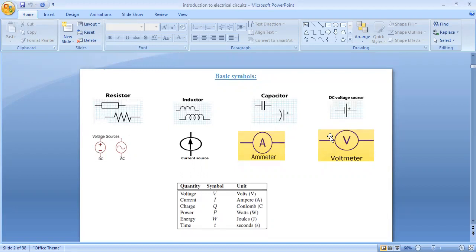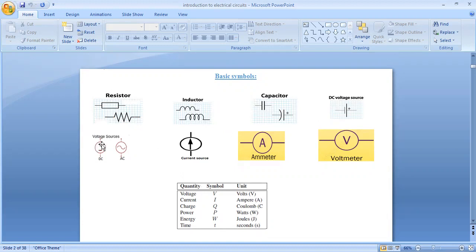Before starting the topic, first we have to see the basic symbols for the different parameters. These parameters are used to form a network or a circuit. So this is the resistor. Symbol for the resistor is this. An inductor. This is a symbol for the inductor. And this is a capacitor. This is a symbol for the capacitor.